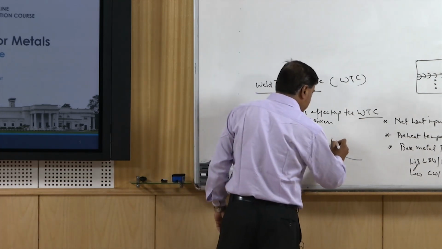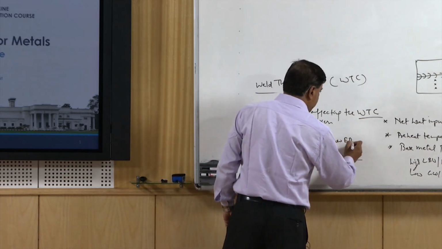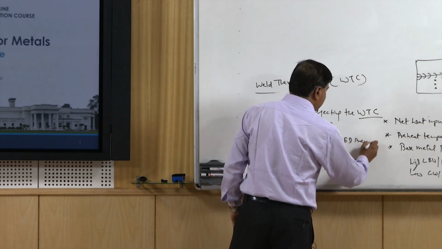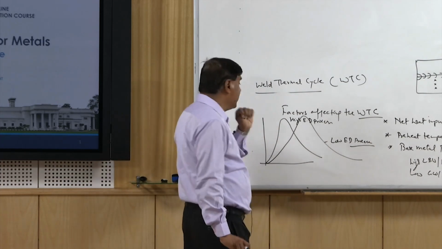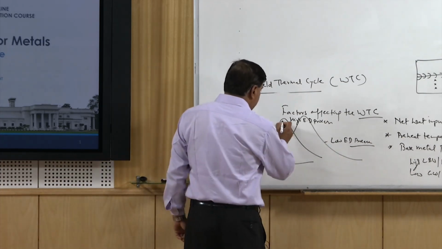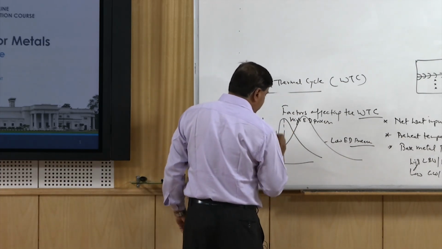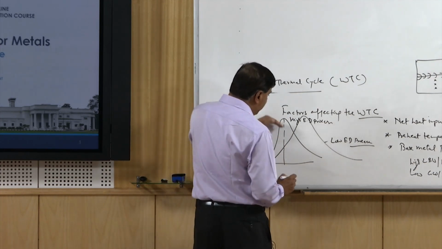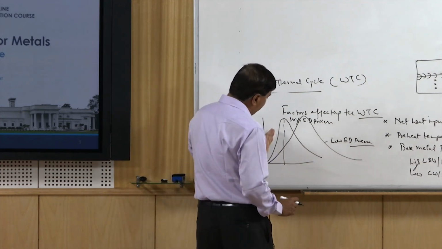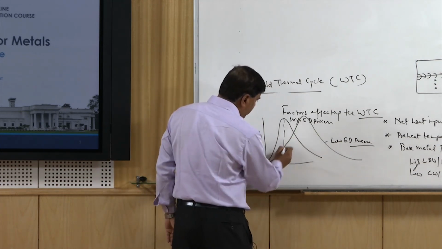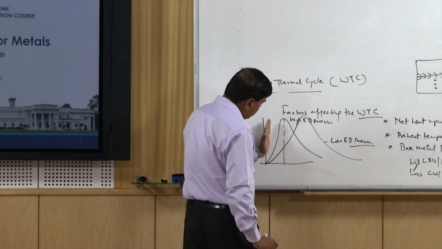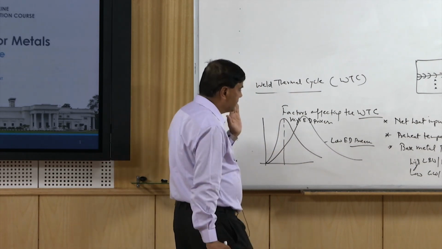So, this is the low energy density processes like gas welding or submerged arc welding, and laser beam welding or the electron beam welding. So, here the peak temperature is attained in very short time, the rate of heating is high as it reflects from the low energy density process. So, this is the rate of heating for the low energy density process, this is the rate of heating for the high energy density processes.